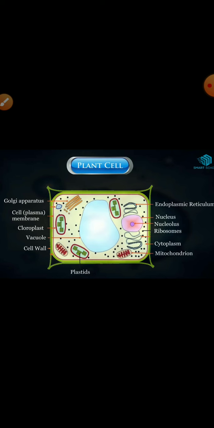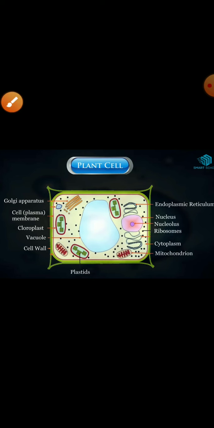So firstly we see the plant cell, and which cell organelles are present in the plant cell. Firstly we understand what cell organelles are. Every cell is made up of a cell membrane, and the cell organelles protect the membrane. So many cell organelles are present in plant cell and animal cell.